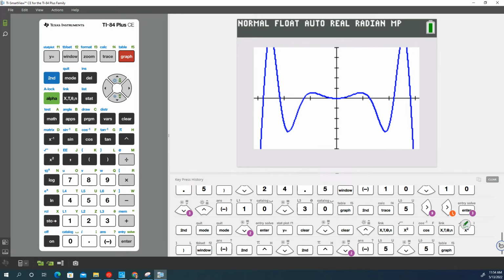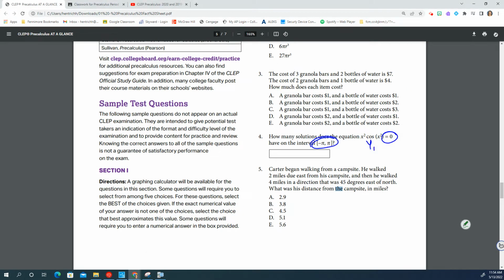All right, so I just have to count how many. 1, 2, 3. This counts as 1, 4, 5, 6, 7. Here's also a good example of one where you might have to type in a numerical answer. Might not be multiple choice, and the CLEP is formatted that same way.